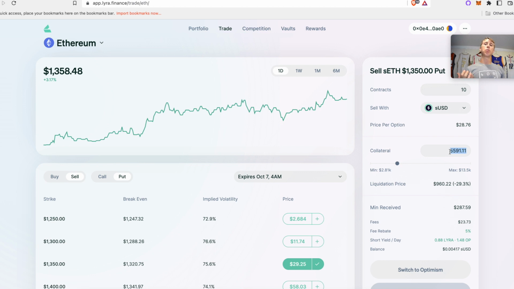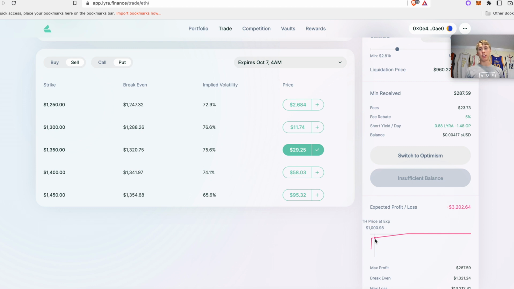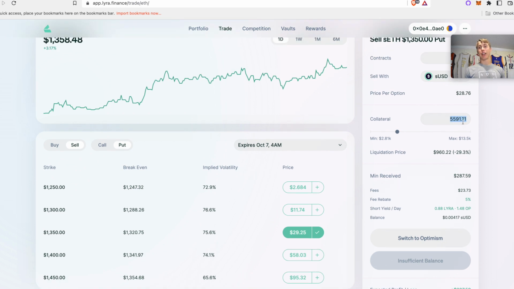I will actually be getting the difference in stables. So if ETH is at $1,300 now and it goes to $1,000, and I did this for 10 options, that means based on this profit and loss calculator, I would lose $3,200. So I would lose $3,200 of my collateral, which I put in $5,500. I'm not too happy about it, but hey, it is what it is. At least I didn't get liquidated and you learn a lesson. But I did get a premium of $287, so that's good.